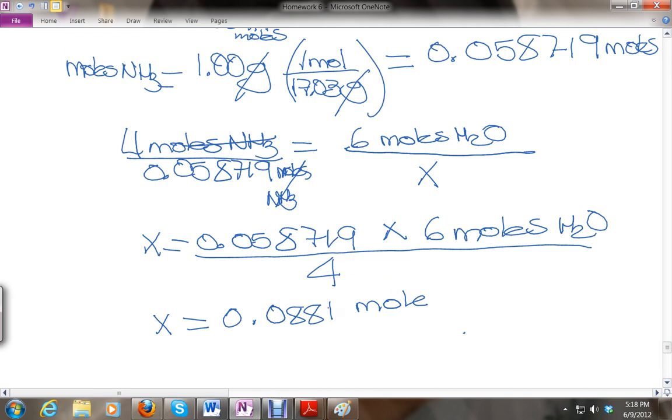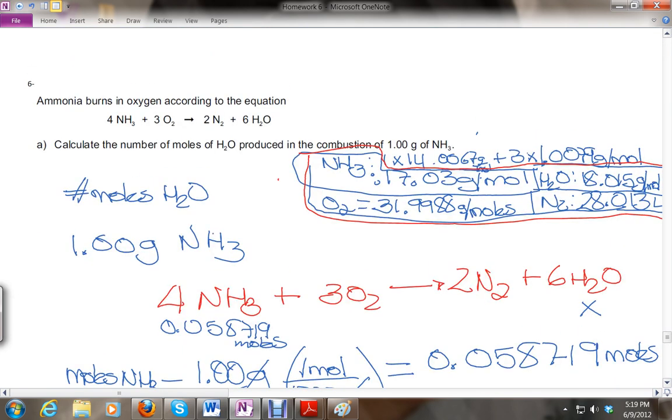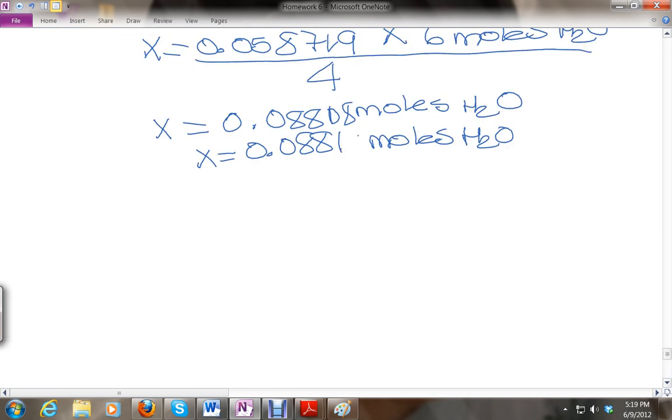0.08808. That's what it is initially. No, because I want to take it to the right amount of sig figs, moles of water. They're giving us 3, so you have to give it in 3 sig figs. 1.00 gram, that was the data given, remember? So it's going to be 0.0881 moles of water. And that's what they're asking for, right? Let me see if they're asking in grams. No, they're asking just for the number of moles. Do you see? Let's do part B of this problem.